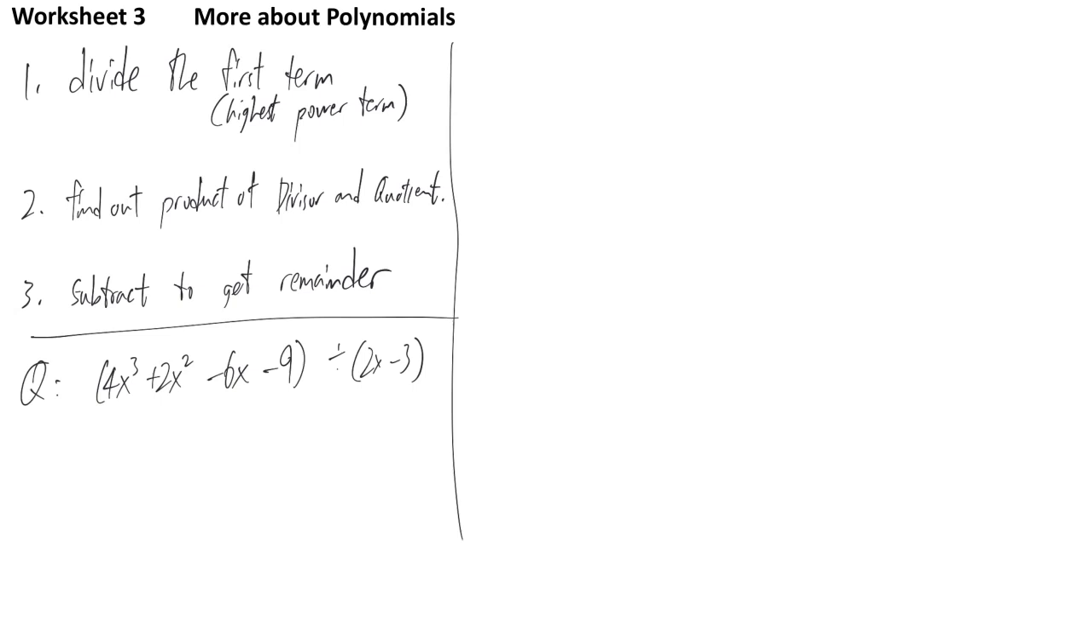So this is another example of a polynomial division to let you get more used to it. Just don't forget the standard procedure. First, you divide the first term. Second, find out the product of divisor and quotient. Third, subtract them to get the remainder, and then you may continue or just finish.